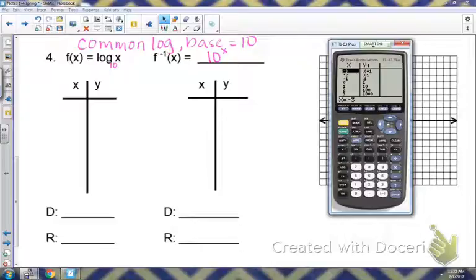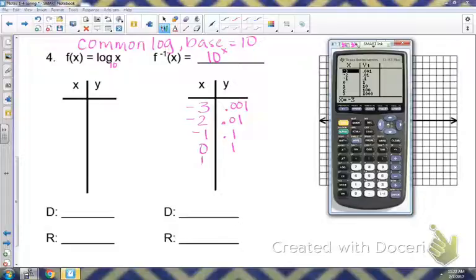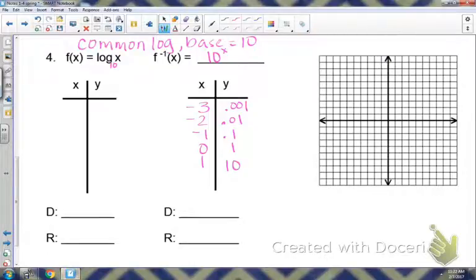Go to my table. I'm going to go from -3 to 1. -3 is 0.001, -2 is 0.01, -1 is 0.1, 0 is 1, and 1 is 10. Okay? So in order to find the other one, all you would have to do is switch your x and y. So on your log one, it would be 0.001, -3, 0.01, -2, 0.1, -1, 1, 0, and 10, 1.